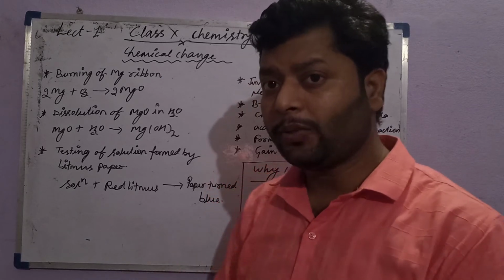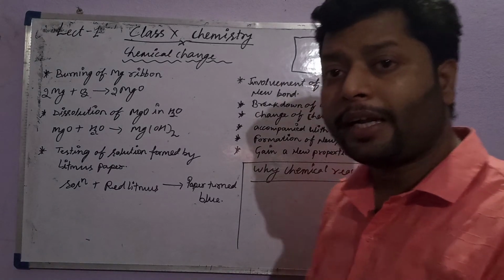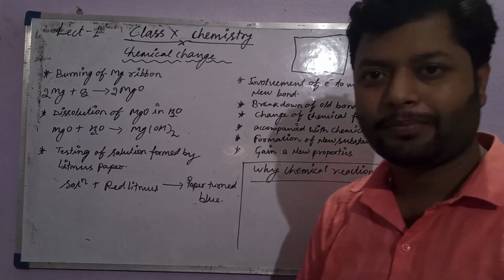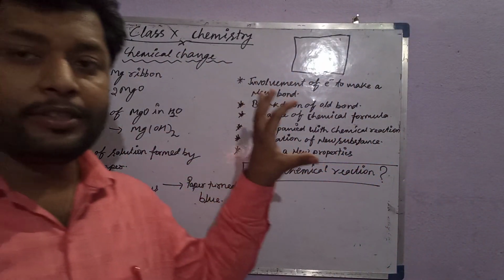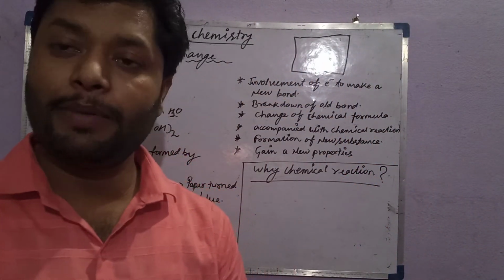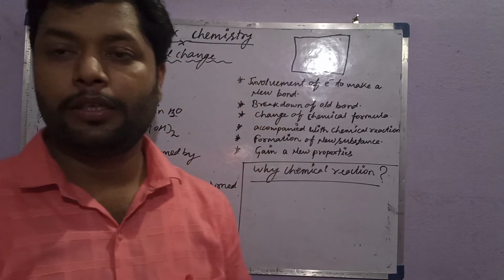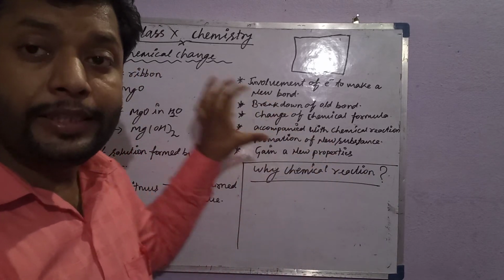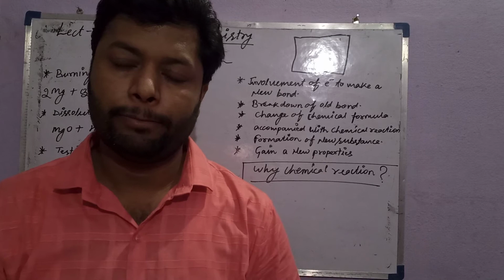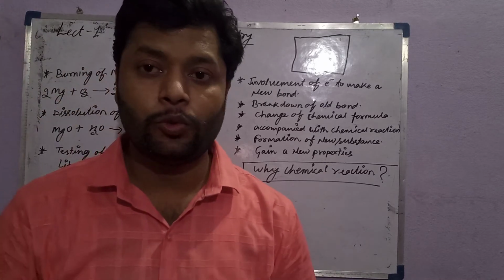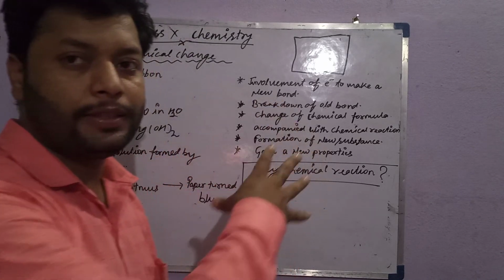So class, we try to learn that chemical change is a compilation of all these things. Whatever things are written on the board, the compilation of all these things is called a chemical change. You have to note down all these points. These are the key points of chemical change. When you hear chemical change, what is a chemical change? You must stick with these points.